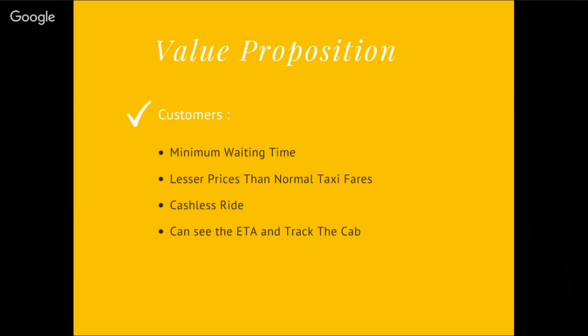For the customers, Uber has been able to measure and work on minimizing waiting time. They have algorithms being created all the time to work on how the waiting time can be minimized. Lower price than normal taxi fares is one of the key propositions for Uber. Cashless rides are another, and in fact one of the reasons Uber has been able to replicate its success in third world countries where card payments are not so popular. And customers can see the ETA and track the cab while on the go, which has been one of the major moments of truth for Uber with the customer.